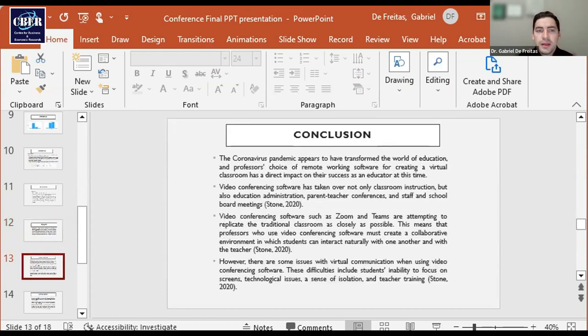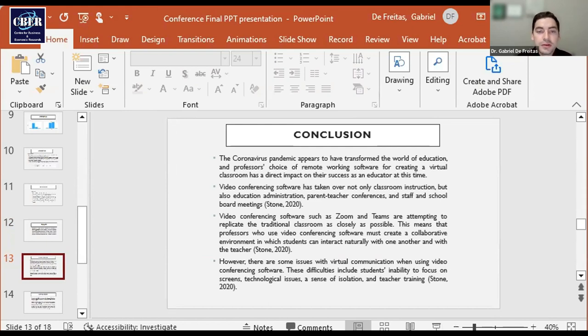In conclusion, the coronavirus pandemic appears to have transformed the world of education, and professors' choice of remote working software for creating a virtual classroom has a direct impact on their success as an educator at this time. Video conference software has taken over not only classroom instruction, but also education administration, parent-teacher conferences, and staff and school board meetings.